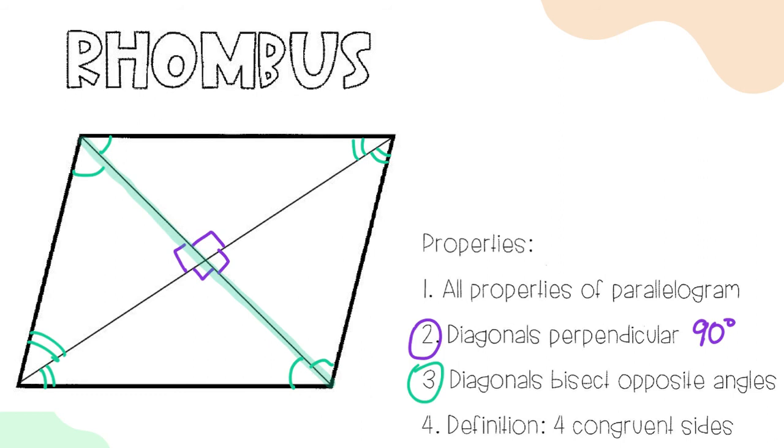And then the last property I have is that I have 4 congruent sides. And if I know any one of these things at this point, then I know that I have a rhombus.